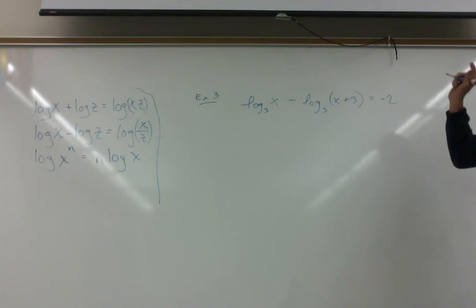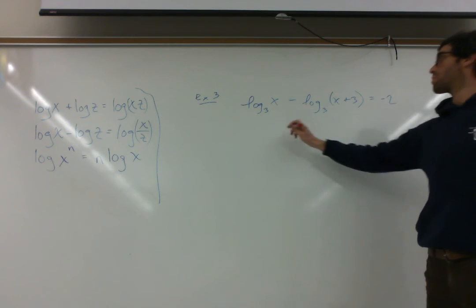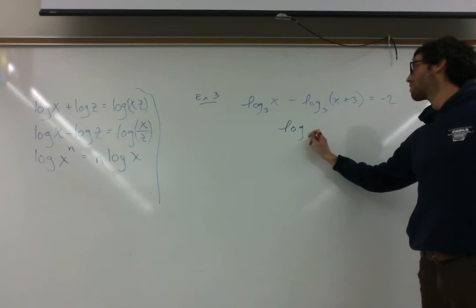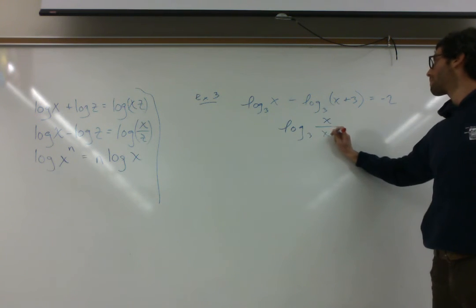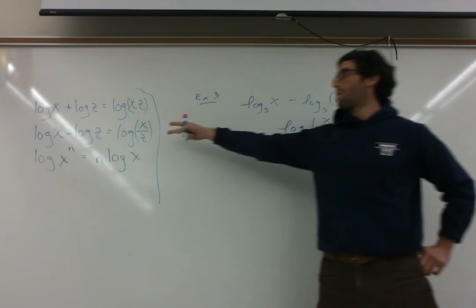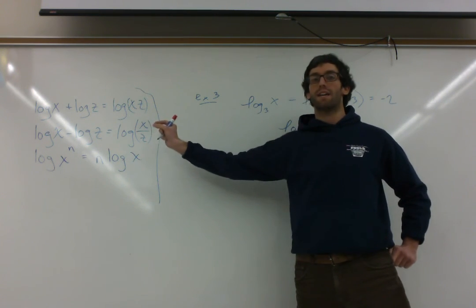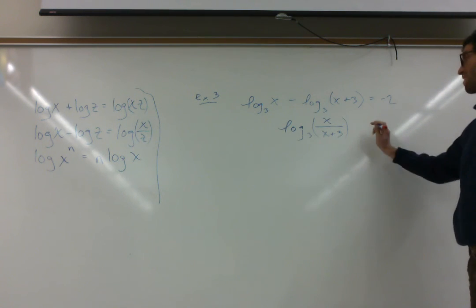All right. So the move here, again, is to condense first. So we're going to condense this to a single logarithm. Because it's subtraction, we're going to divide the arguments. Okay? So just to remind you, this is an application of the second property. Log x minus log z is log of x over z. It's log of x over x plus 3.